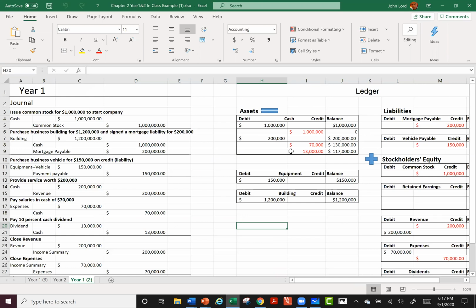I'm not here to see how good you are at doing a mechanical process, because I'm going to show you some general ledger software towards the end of class today, so you see how this would all be done in an automated fashion. But we're going to go through this example together.